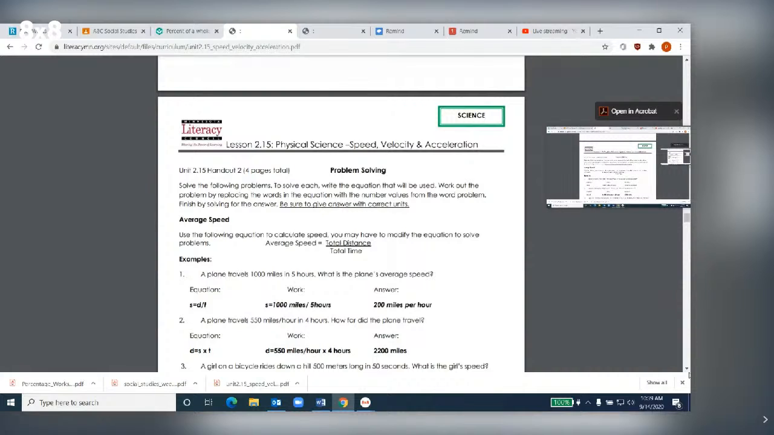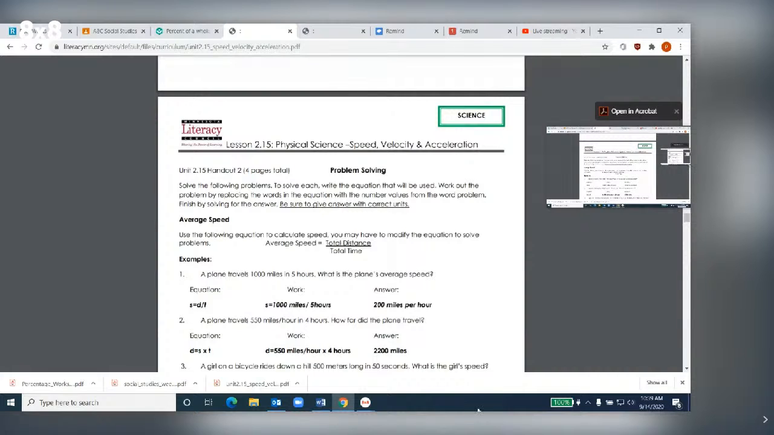Okay, this one it's 550 total distance over 4. So you would divide basically 4 into 550, and then you would get 2,200 miles. That's how far it went.